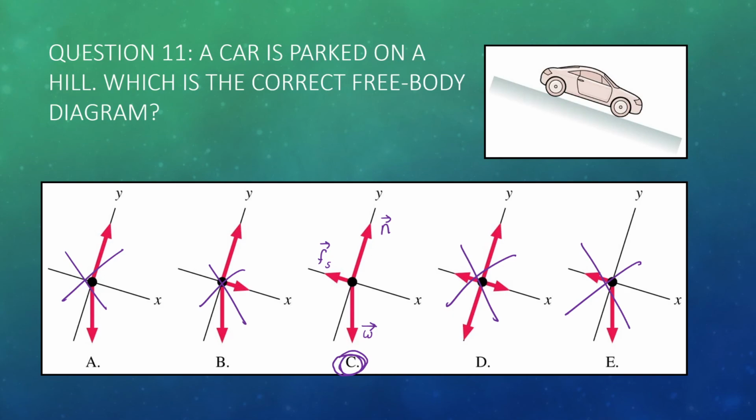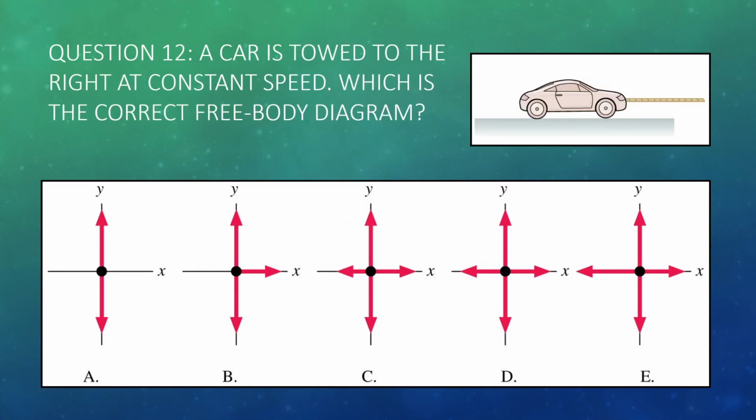This brings us to our very last question. There's been a lot of them. Question 12. A car is towed by a rope to the right at a constant speed. Which diagram is correct? Okay, I'm going to go through this one a little quicker since we should have some practice. We know there's a weight pulling the car downward. All of them show that. We know there is a normal force pulling or pushing upward. All of them show that. There should be a tension force in the cable pulling it forward to the right. A does not show a force to the right.